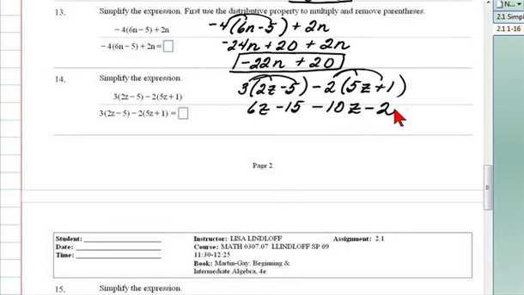Can I do the second step of simplifying? Yes, I can combine like terms. I have a positive 6z and a negative 10z, which combine to be what? Negative 4z. And negative 15 and negative 2, they're both negative, so add them up, keep it negative. Negative 17.